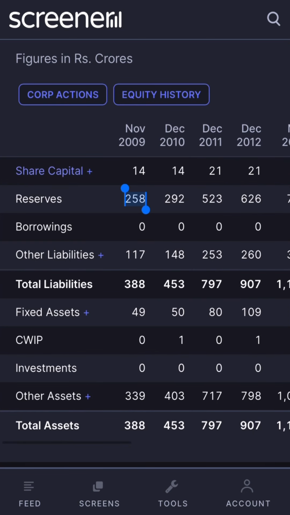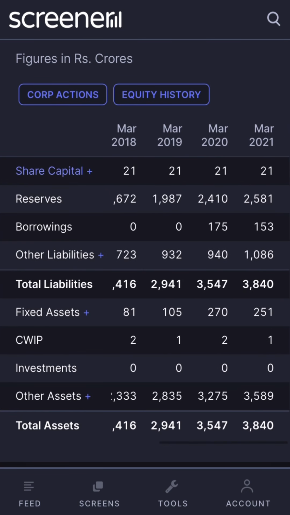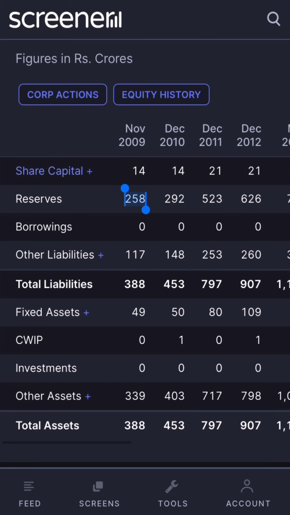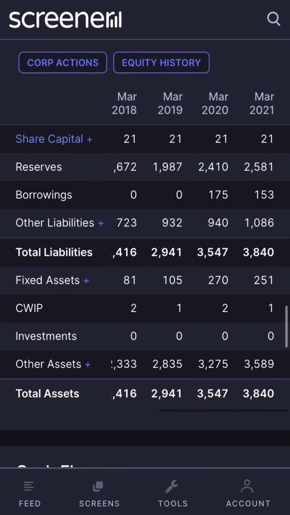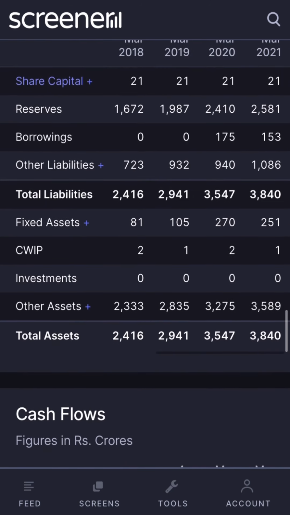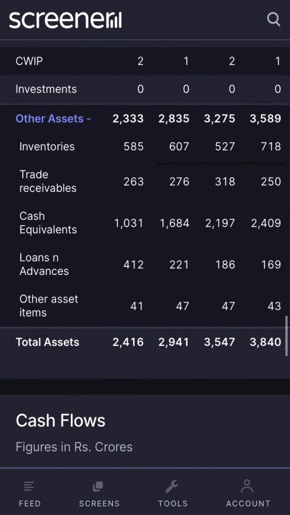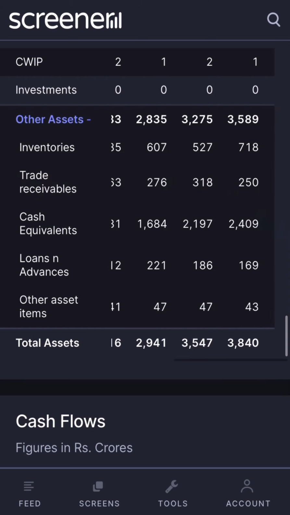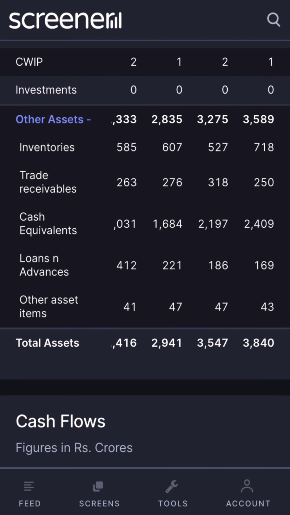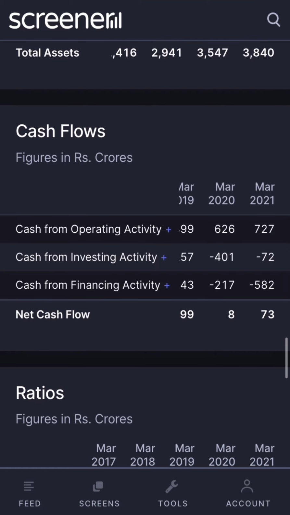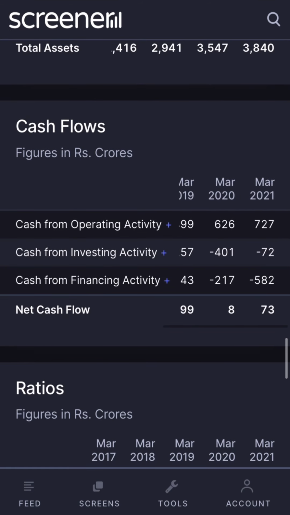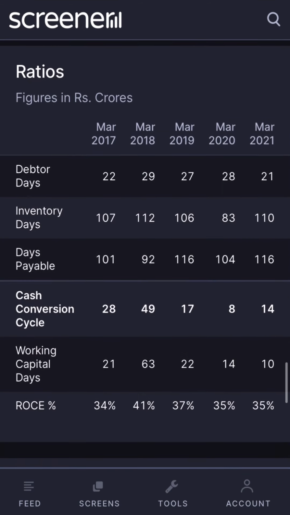Other liabilities are 170 crore to 1000 crore. Fixed assets 49 crore to 251. Investment nothing. Other assets: you can see cash in bank 2400. Oh my god, 2400 crore cash. Inventory 780. Trade receivables 250, loans and advances 169. What a company here, what a solid company. Your net cash is also very, very well managed.